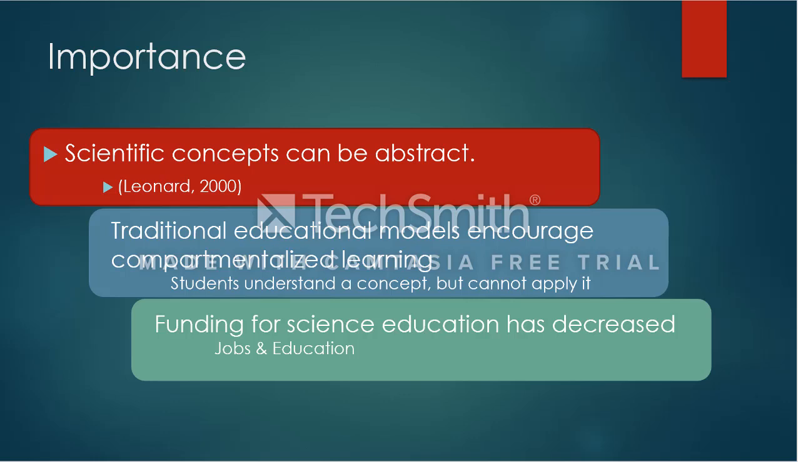So, why am I making this presentation? Well, first off, we have to acknowledge that scientific concepts can be abstract, especially when you're looking at molecular biology. We can't see these with the naked eye. We can't even see them with a light microscope. We have to use an electron microscope, which in order to do that, you have to have a dead organism, which means you can't see the live functioning of it happening. You can only kind of see still shots.